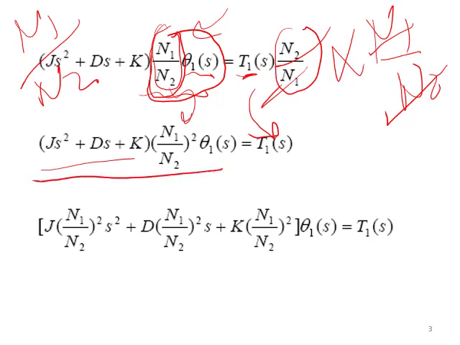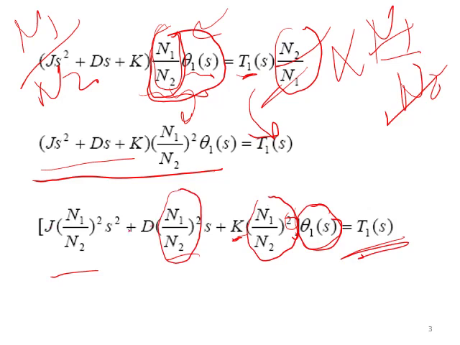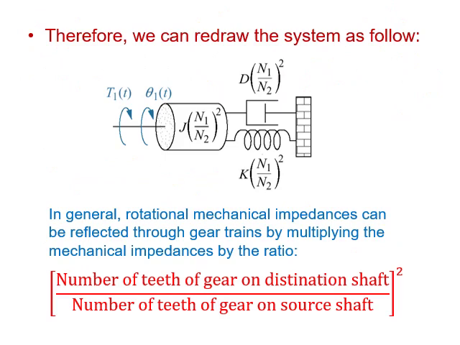Solve this equation. It is going to be theta 1 of s, but N1 over N2 squared will be multiplied into all the elements. Of course, here we want to prove something. So I reach the point where the torque is equal to theta 1 multiplied by (K N1 over N2 squared plus D N1 over N2 squared plus J N1 over N2 squared). So now we can redraw the previous system as you see here. We are putting the impedances here multiplied by N1 over N2 squared, the other one K multiplied by N1 over N2 squared, and similarly J times N1 over N2 squared.